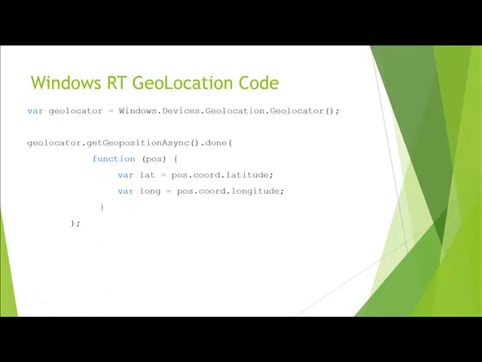So here's an example of what the code looks like for using the Windows RT API. You get a reference to the geolocator, which exists in the Windows.Devices.Geolocation namespace. And using a promise, you make a call to the getGeopositionAsync method. And then when that promise returns, you pass it to a function that can capture the coordinates, the latitude, longitude, as well as accuracy and other types of data.